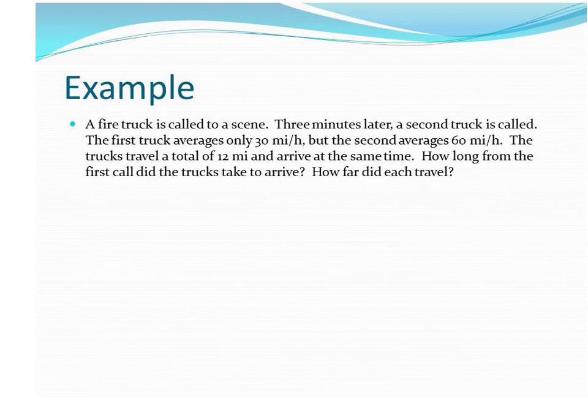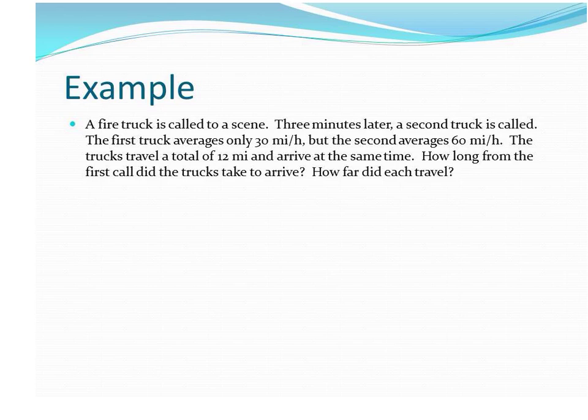A fire truck is called to a scene. 3 minutes later, a second fire truck is called. The first truck averages only 30 miles per hour, but the second one averages 60. The trucks travel a total of 12 miles and arrive at the same time. How long from the first call did the trucks take to arrive, and how far did each travel?